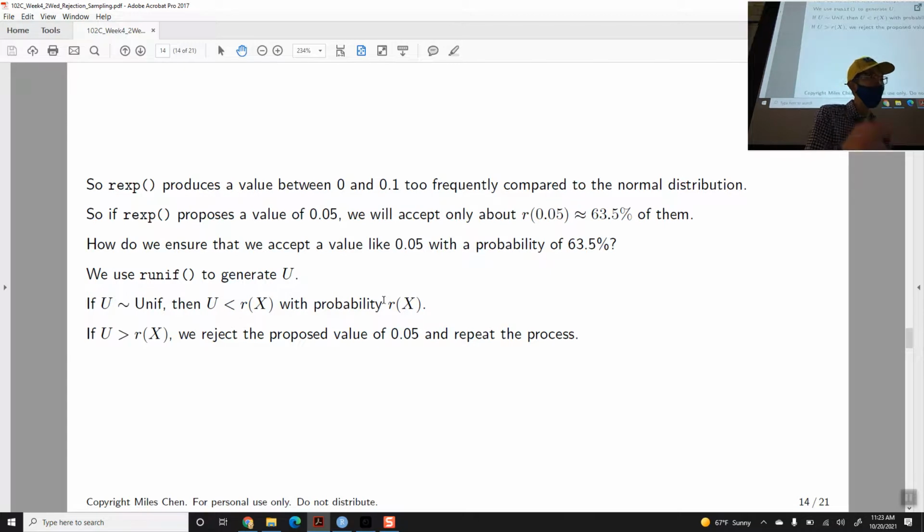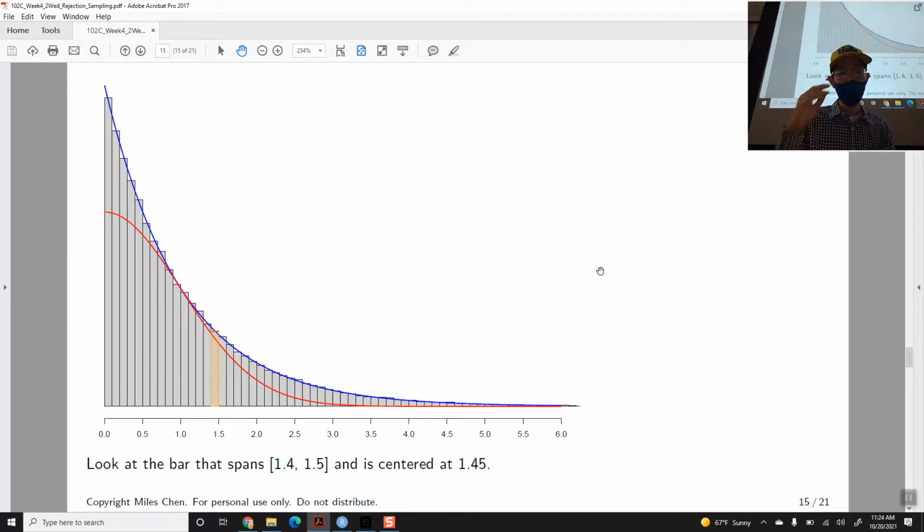Otherwise, we will reject it, which means sometimes we will generate 0.05, we get a u that's greater than 0.635, we get a u of 0.8, and we're going to reject that value. And then we just repeat this over and over again.